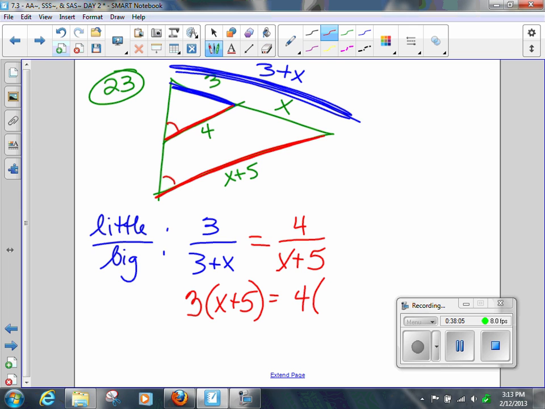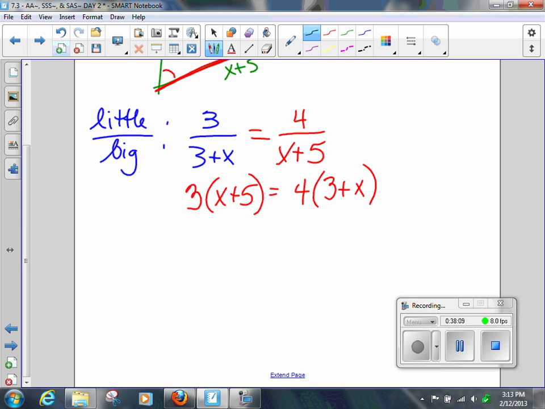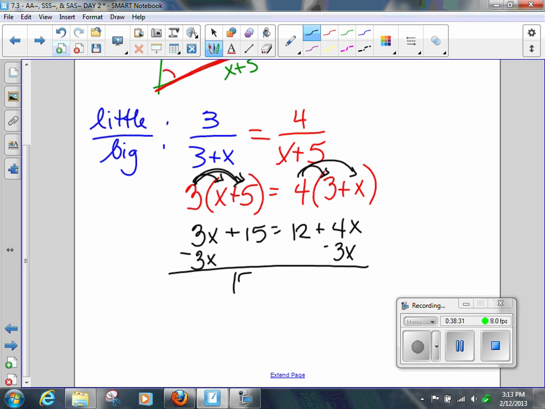We got to distribute. Let's do this one together. Distribute. 3 times x is 3x. 3 times 5 is 15. 4 times 3 is 12. 4 times x is 4x, right on? Okay. I'm going to subtract 3x because I don't like to have a negative variable. You can subtract 4x if you want to. I don't care. Just as long as we get the same answer in the end.